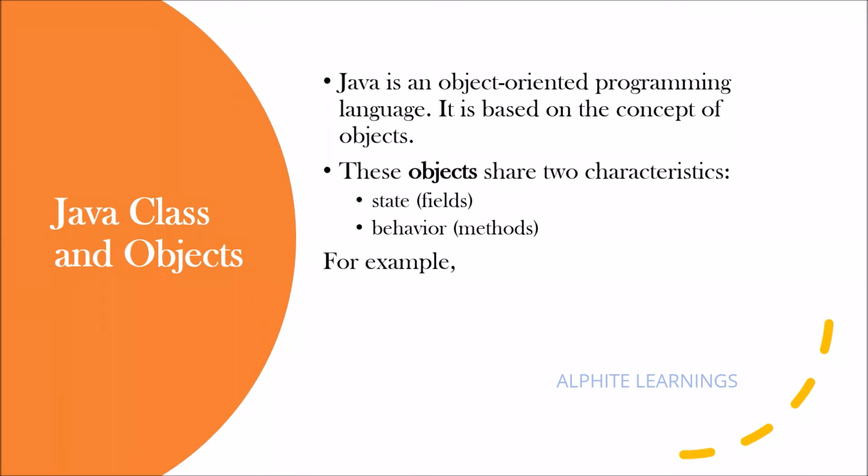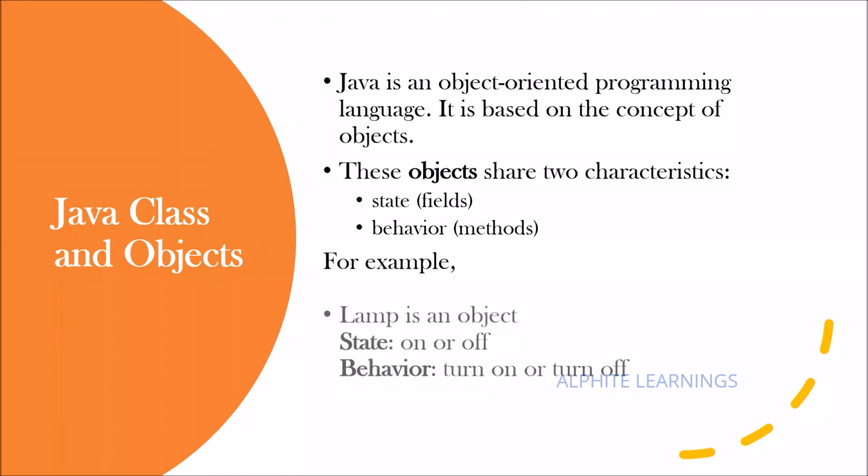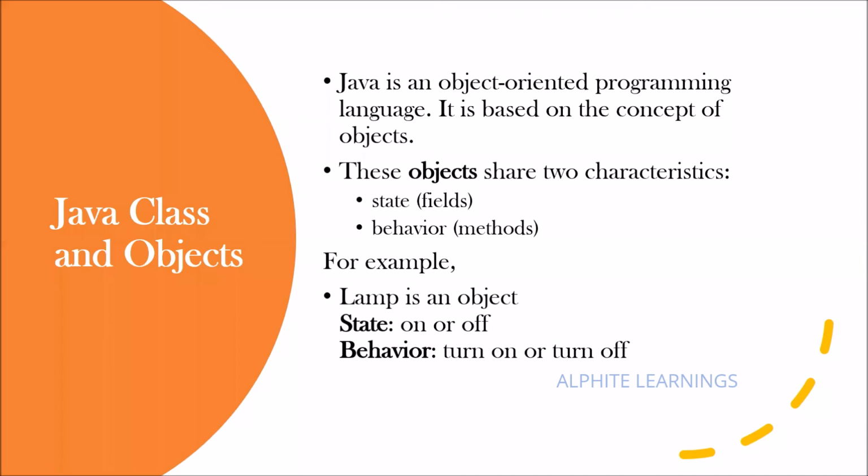For brushing up the topic, I'm telling you again, every object has a state and a behavior. To put it in a very technical way, state is a field, and behavior is a method. I have taken a very simple example: let us take a lamp as an object, and it has a state of on or off. It will be in either of the two states.